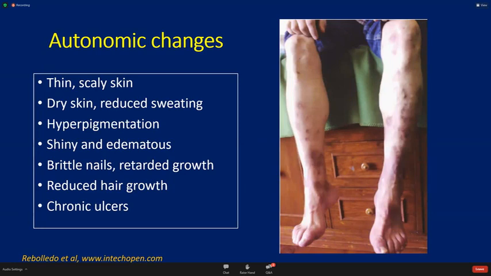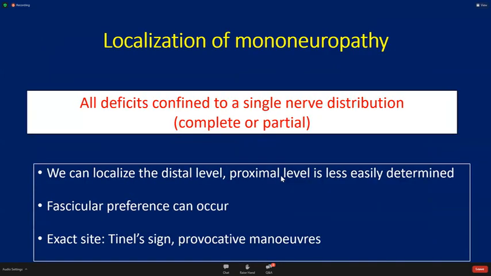That is, the skin will become dry, scaly, and thin. Reduced sweating would be seen. The edema of skin is common, especially in certain specific neuropathies. Nails may be brittle, and a propensity for ulcers would be seen. So you call it a mononeuropathy, I will repeat that, when all deficits are confined to a single nerve distribution.